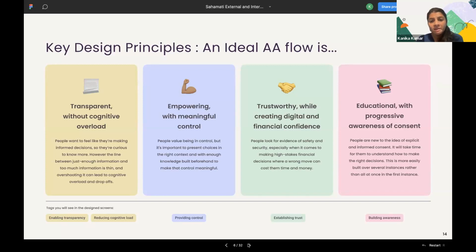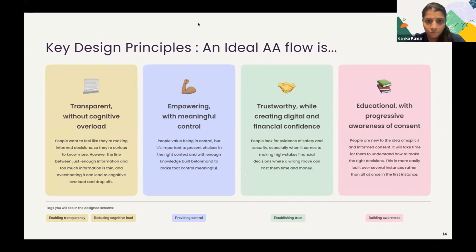The third one is around trust, while creating digital and financial confidence. Most of us already know this, so I don't need to preach to the choir, but when it comes to financial transactions, the stakes are usually higher. And so therefore the need for trust is higher, but the need to feel confident around what you need to be doing in that moment, what recourse looks like if you make a mistake, is as important as digital confidence around how to use the app.